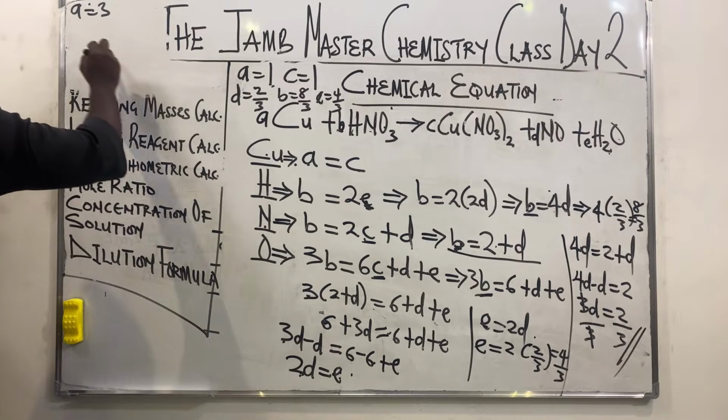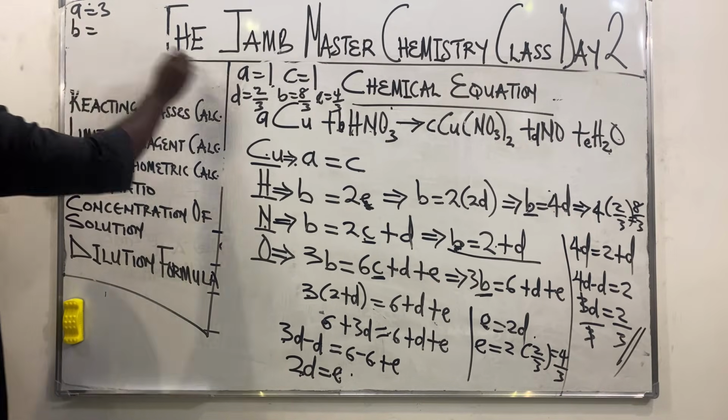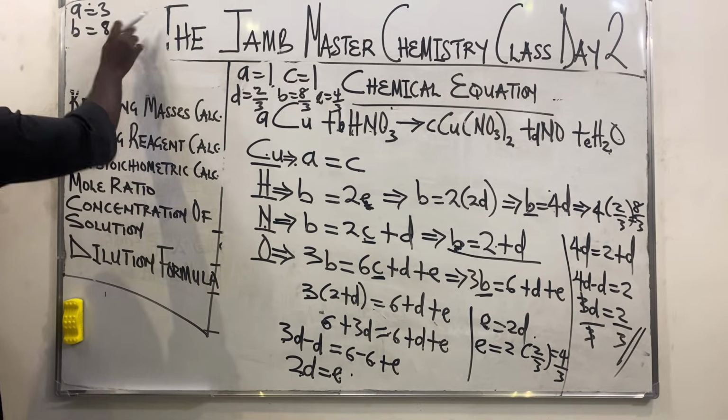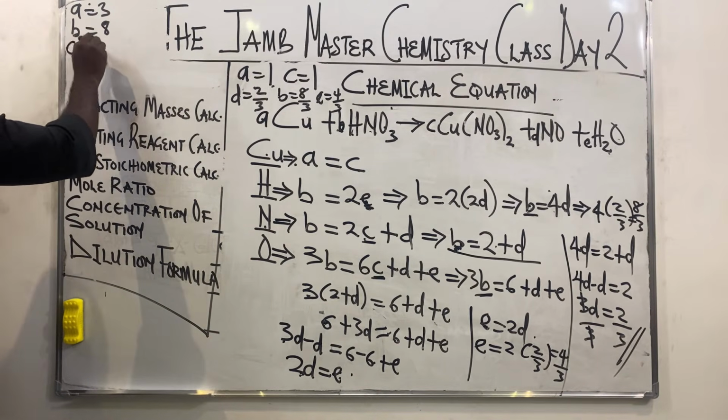C is 1. C will now be, let's go with B. B is what? 8 over 3. 8 over 3 times 3. 3 cancels 3. B is now going to be 8 after multiplying by 3. C is 1. 1 times 3 will give you 3.